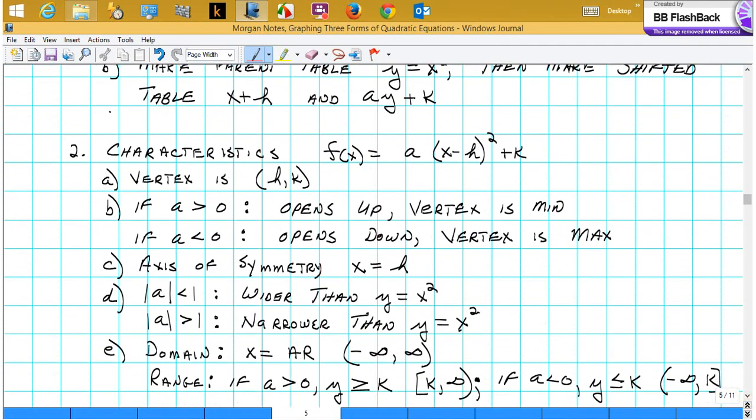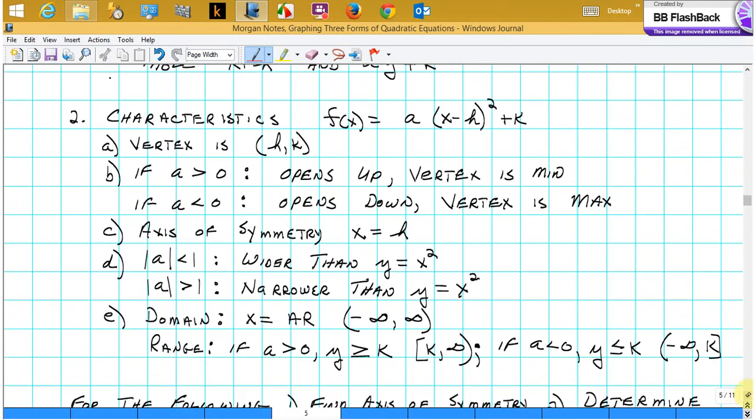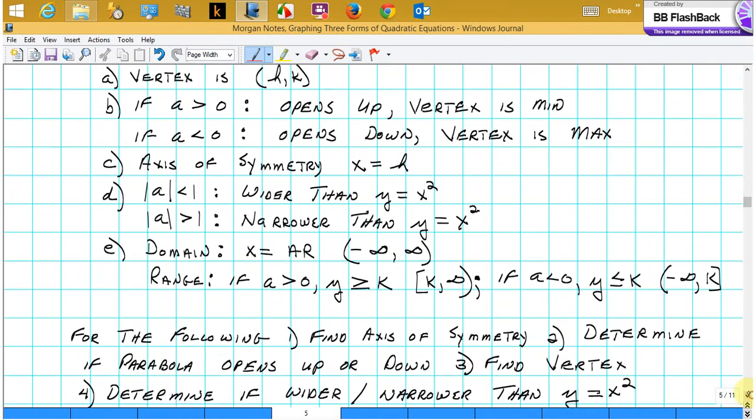Once again, we have the same characteristics of a, so I won't repeat that. You can go look at that from what I did before. A greater than 0, it opens up. A less than 0 goes down. And whether the absolute value of a is greater than 1 or less than 1 determines how narrow it is. The domain and range are just going to be similar to what we did before.